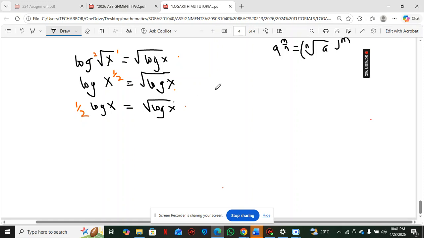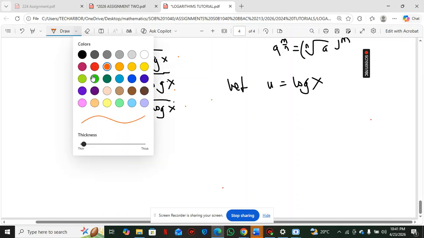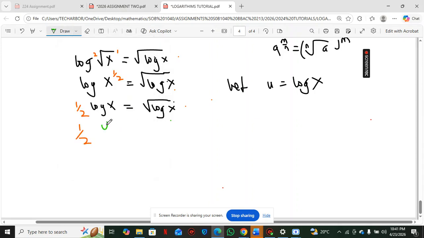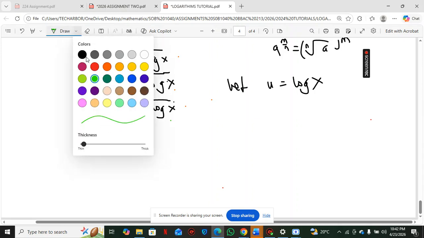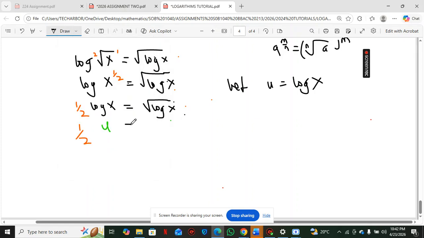Once you reach this point, you're going to use substitution. You're going to say, let u equal log x, meaning this log x becomes u, and this one in the square root also becomes u.